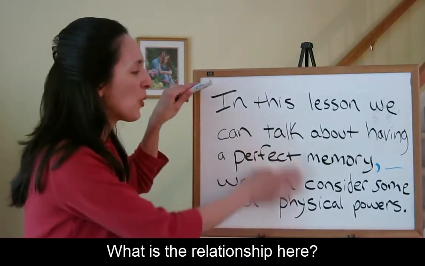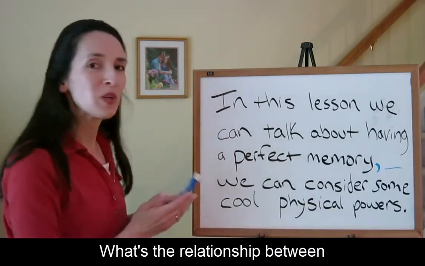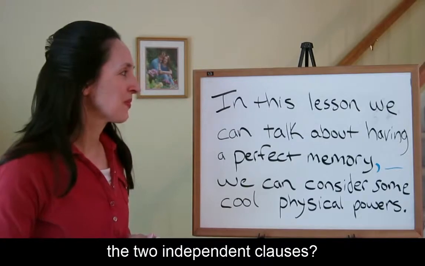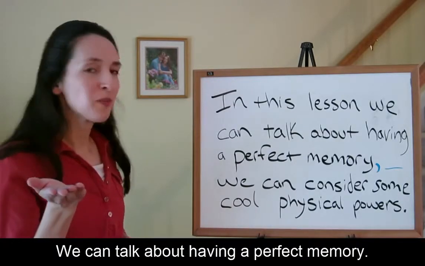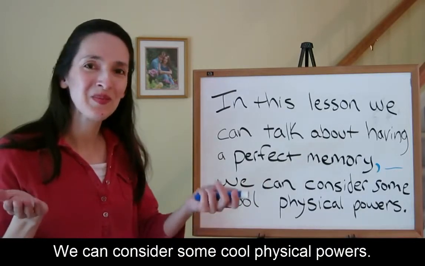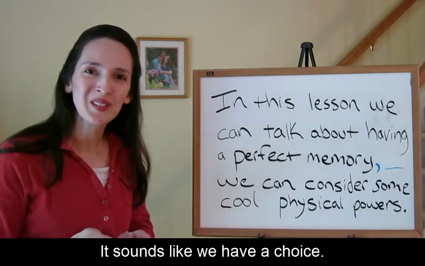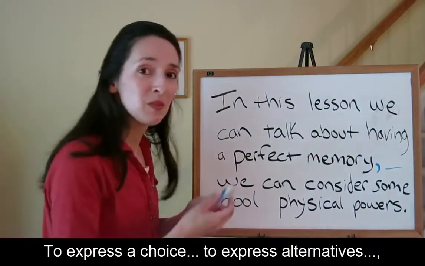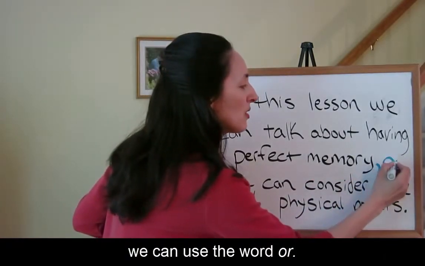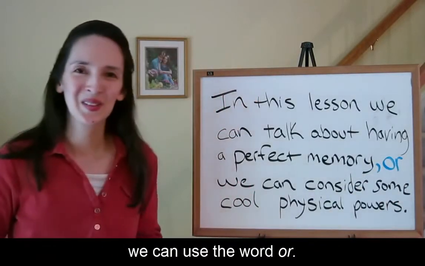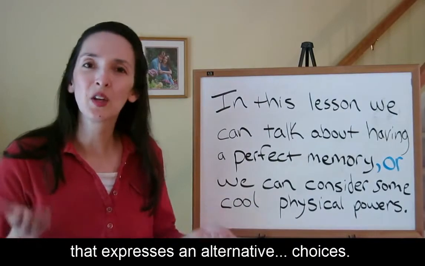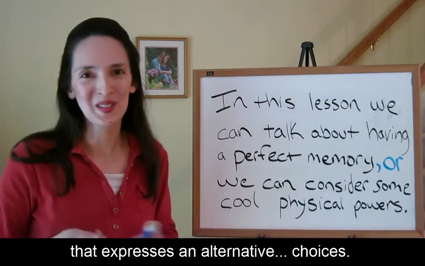We need to think, what is the relationship here? What's the relationship between the two independent clauses? We can talk about having a perfect memory. We can consider some cool physical powers. It sounds like we have a choice. To express a choice, to express alternatives, we can use the word or. Or is a coordinating conjunction that expresses an alternative, choices.